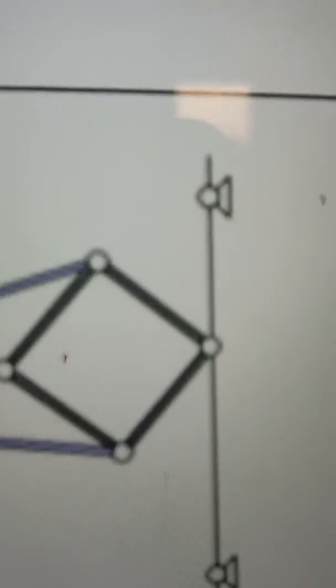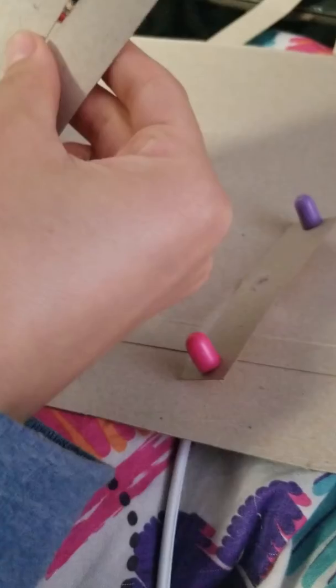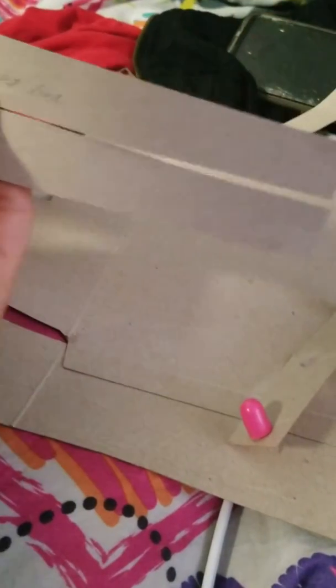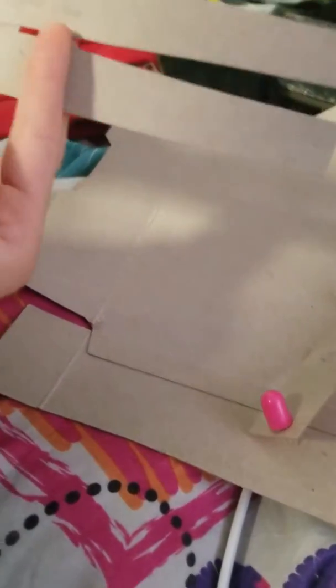Okay, so now we're going to do a demonstration. Due to our lack of supplies, we're doing a very simple version of Watt's linkage and creating a straight line. So, you start off with 3 pieces of whatever that are the same length, and then you take one of them, cut it in half, and that's your middle piece.